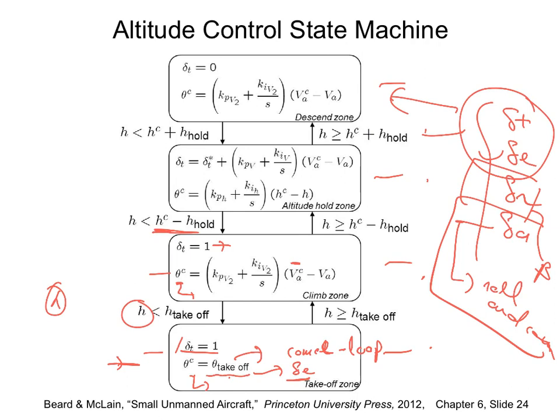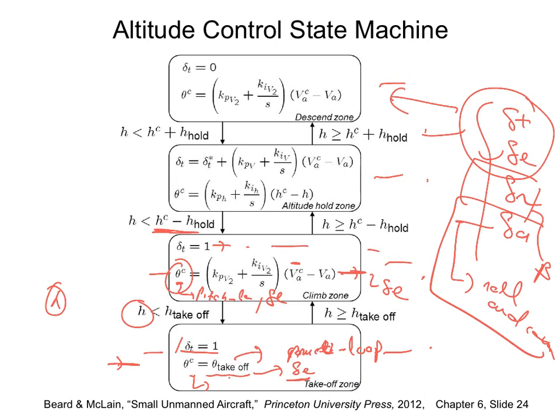pitch loop. So this is the pitch loop, and then you can compute your delta E again. Here it will be successive loop closure. You first compute theta C, and from theta C you compute delta E. So you again have delta T and delta A here.